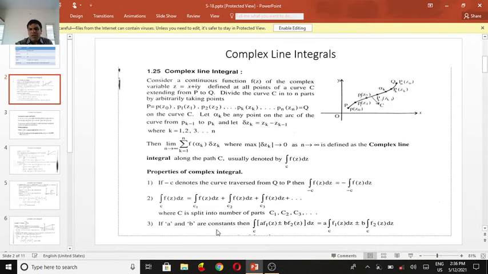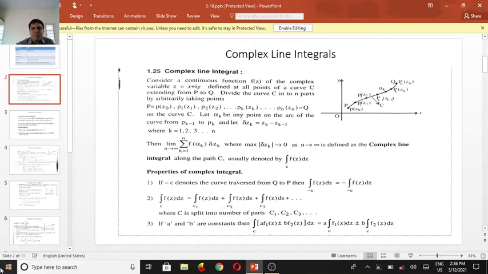If a and b are constants, then the integral over C of a f1 of z plus or minus b f2 of z dz is equal to a times the integral over C of f1 of z dz plus or minus b times the integral over C of f2 of z dz. Once again, the integral over C of a f1 of z plus or minus b f2 of z dz equals a times the integral of f1 of z dz plus or minus b times the integral of f2 of z dz.